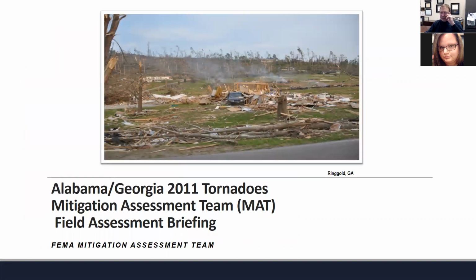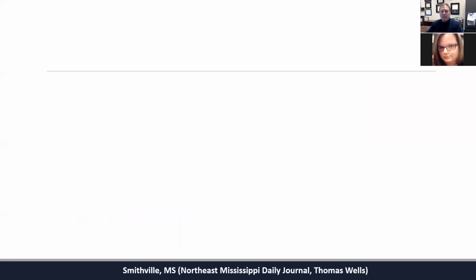So the mitigation assessment team, I was a part of the MAT response in Georgia, and that's a part of the briefing that I'm going to do here in just a minute. I was not a part of the MAT response, the mitigation assessment team in Alabama, but I do have their information, and we were a part of a joint briefing, so I do know the information they presented. Ringgold is a part of Georgia that's up closer to the Tennessee state line. And again, I've got some images to give you an idea of what are maybe some well-known beliefs that may be somewhat misconceptions as well.